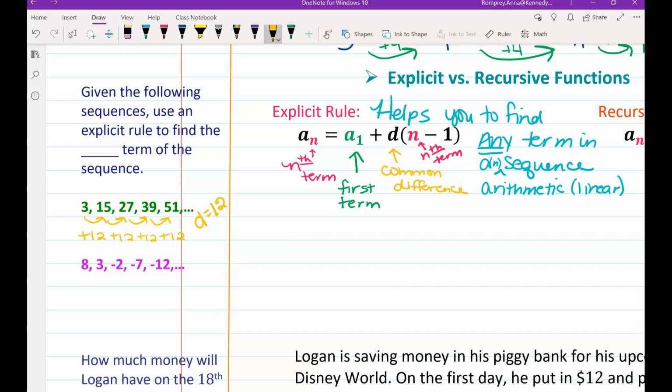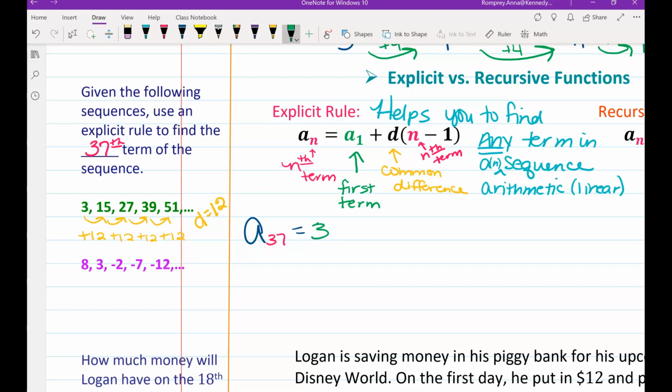So when we go to set up an explicit rule, I've got a sub, well, which term do we want to find? It says, given the following sequences, use an explicit rule to find the, I'm just picking a number out of the hat, I'm going to say the 37th term. I know, I'm being random. That's fine. So a sub 37. The 37th term is what we want to find. So again, what do we begin with? Our first term. The first term of the sequence is 3.